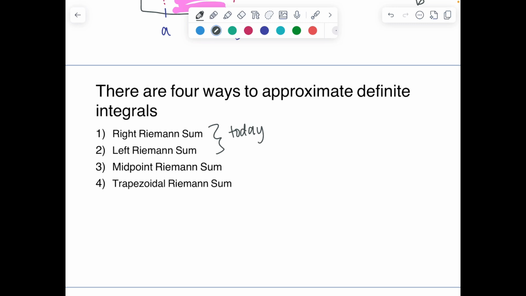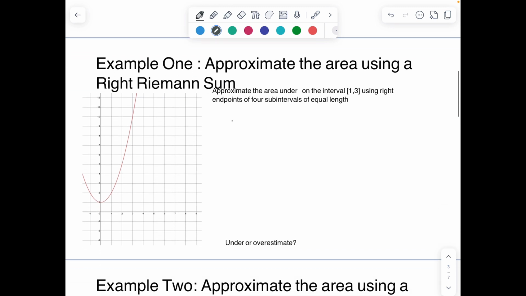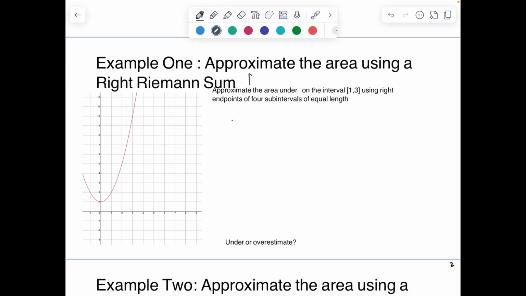So basically, this function right here, it's not going to be cut off for you, but it got cut off for me. The function I have is x squared plus 1. It says approximate the area under the curve, under x squared plus 1 on the interval 1, 3, using right endpoints of 4 subintervals of equal length. If you see the words right endpoints, that should be pointing you to the right Riemann sum. That's the fancy word for that.